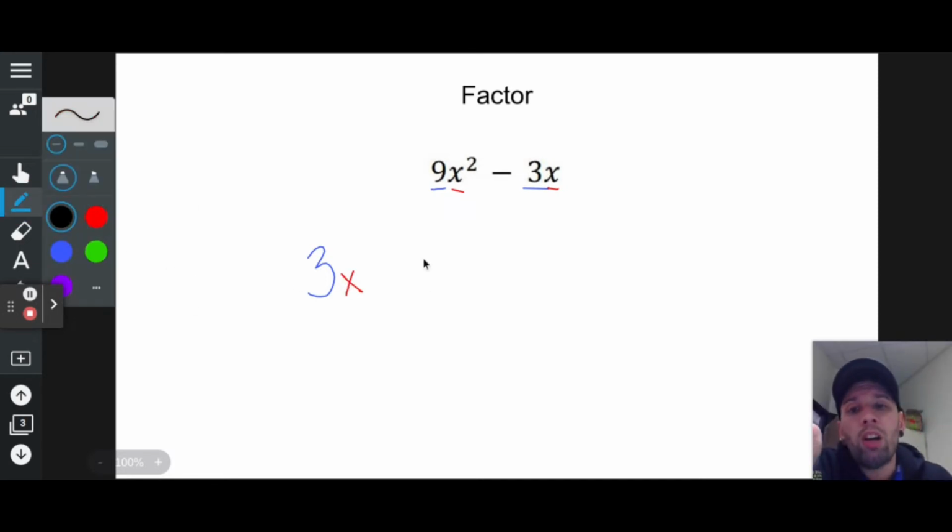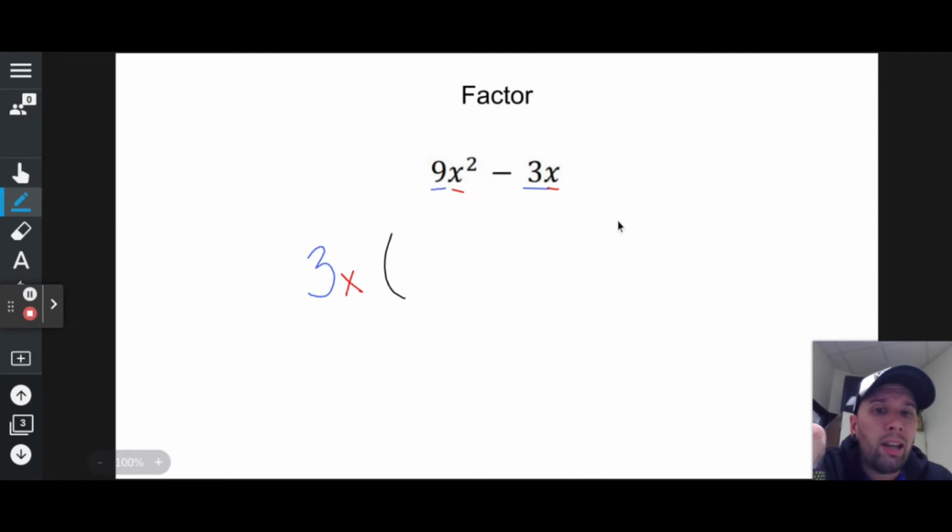Okay, now inside the parentheses, I have my leftovers. 9 divided by 3 is 3. If I take 1x from 2 x's, I have 1x left over. If I have a minus sign, 3 divided out of 3 is 1. If I take out an x from an x, I have no x's, so I'm not even going to put anything there.